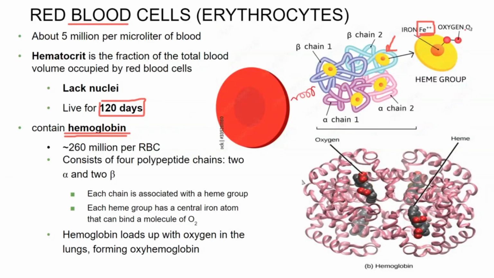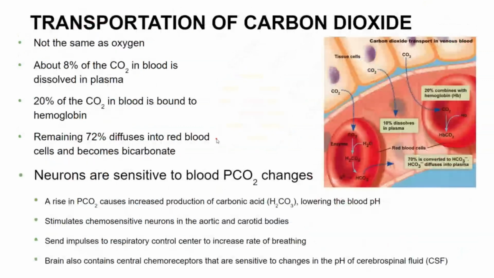And remember, iron, when it mixes with oxygen, turns a red color. So this is what gives our blood that red color, but it's also what allows oxygen to be carried through the blood. So oxygen is attracted to the iron in the hemoglobin.